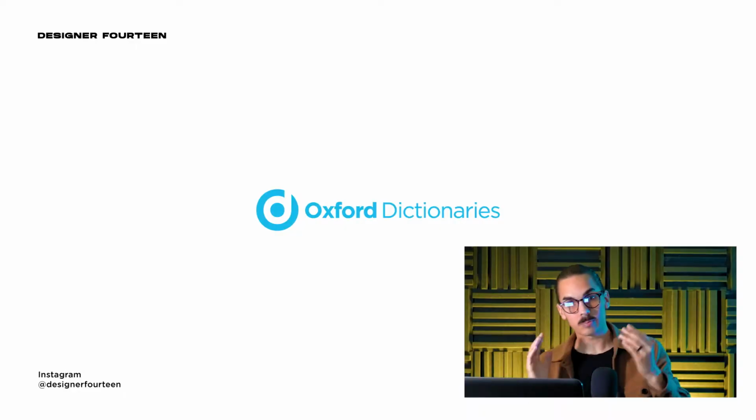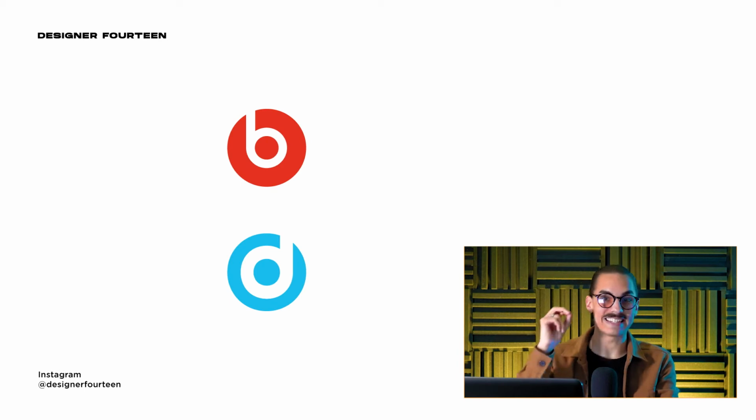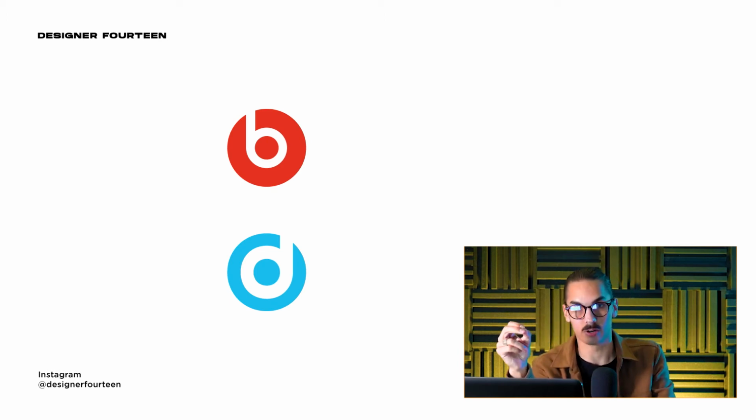The second logo that we're going to look at is the Oxford Dictionaries logo. Now, this brand actually has a lot of problems, and for one, it's almost identical to the Beats logo. This logo probably should have never been created in the first place, but they're still using it, and this is still their brand. That being said, there are some weird things about this logo.